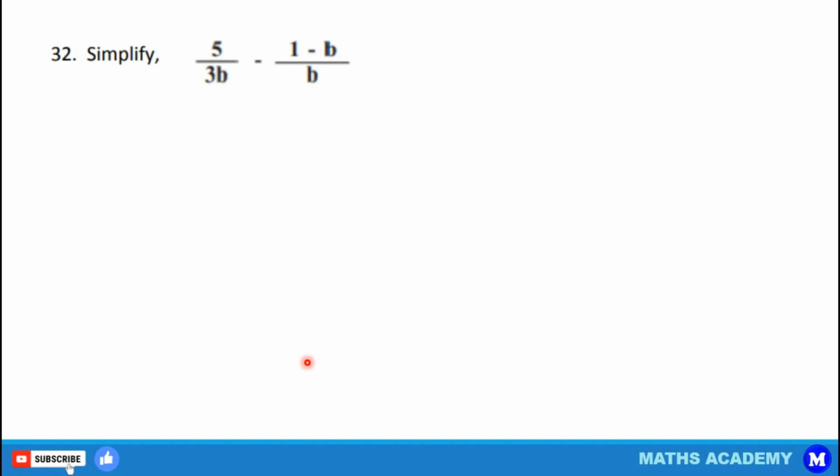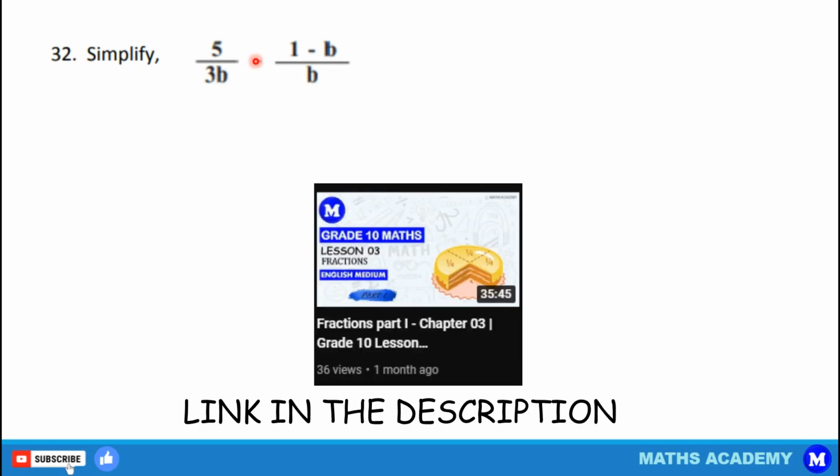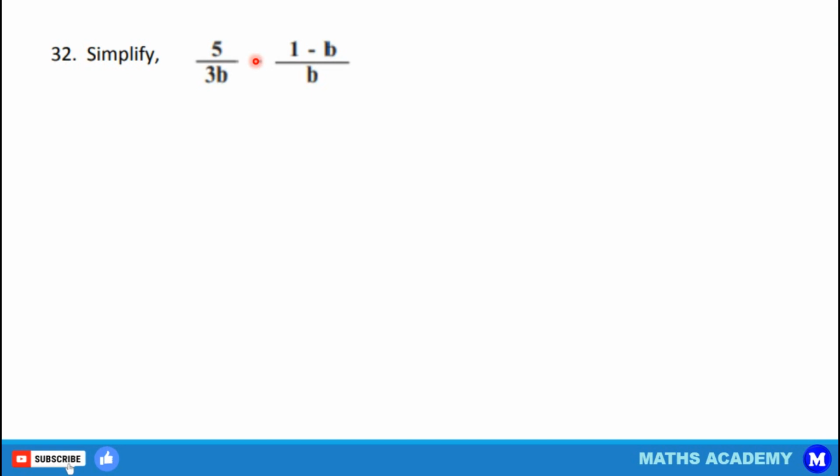Question number 32. It says simplify. And you can see the operator is minus. If you have watched my fractions video, part 1, I have taught you that whenever you get an operator that is minus, you should make the denominator equal. If the denominator is equal, then you can do the calculation, and if the denominator is not equal, you should find the common LCM of both denominators, make the denominators equal, and then do the calculation.